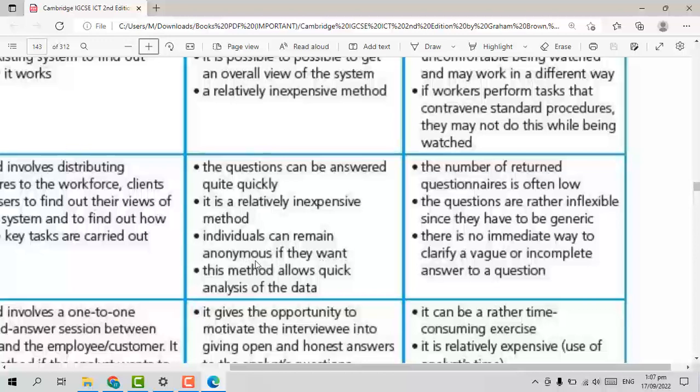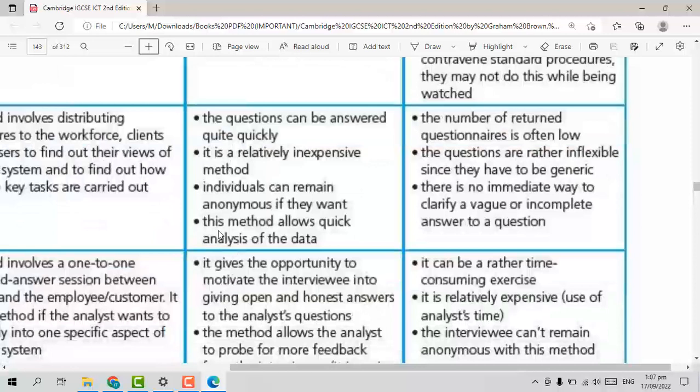This method allows quick analysis of the data. You can grab all the questionnaires and read them very quickly, and you can find out where the problem is. For example, if the food was not good that day, you would know that your issue is with the chef. Or maybe a lot of people said that they didn't get the food on time. It took them a lot of time to deliver the food. So you would know that the problem is with the food delivery system.